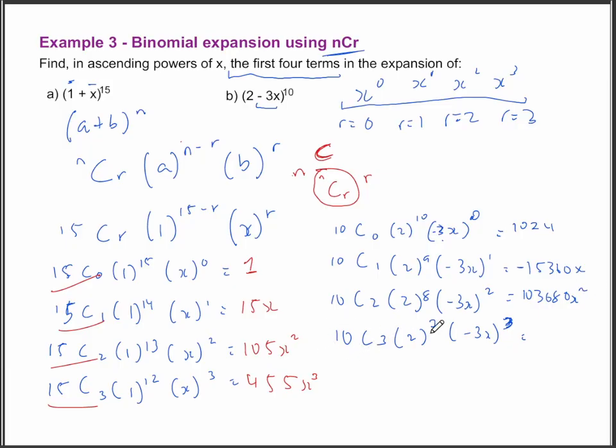10C3 is 120, 2 power 7 is 128, and (negative 3x) power 3 is just going to be negative 27x power 3. Multiply them all together and we will get negative 414,720x power 3. And these are going to be our first four terms of that expansion right there. We can also write them in plus format, right? So we'll do 1 plus 15x plus 105x squared plus 455x cubed. Or for here, 1024 minus 15,360x plus 103,680x squared minus 414,720x cubed.